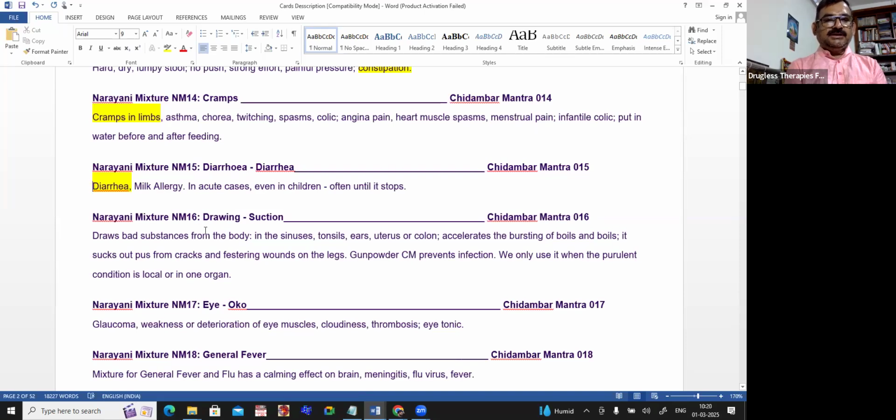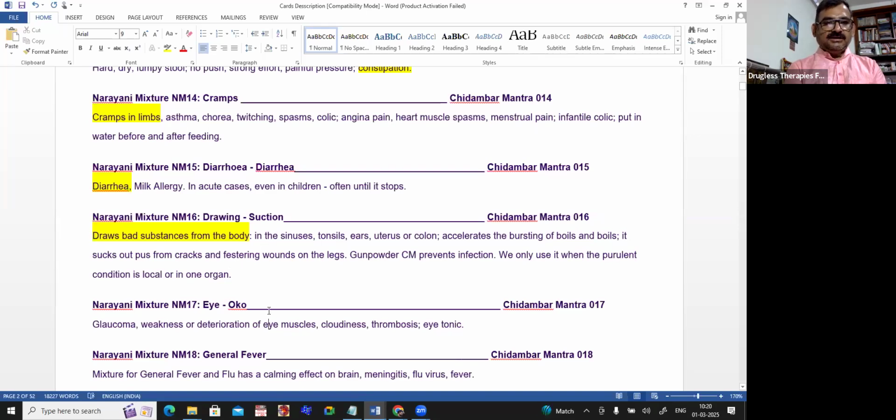And NM16 is a drawing remedy. Drawing means suction. I already told you in my previous sessions that it draws bad substance from the body. It is written so beautifully, you see. Going through all the stories, just one word is sufficient. NM16 draws bad substance from the body, maybe pus formation, or maybe mucus in the sinus area, like that.